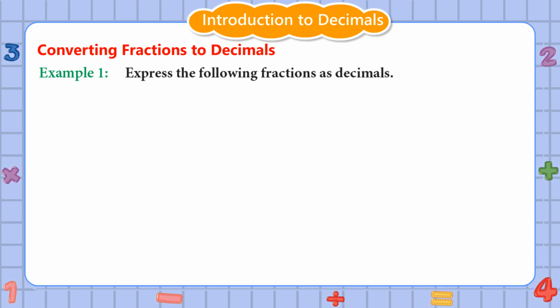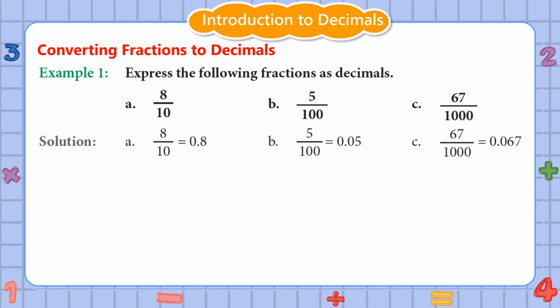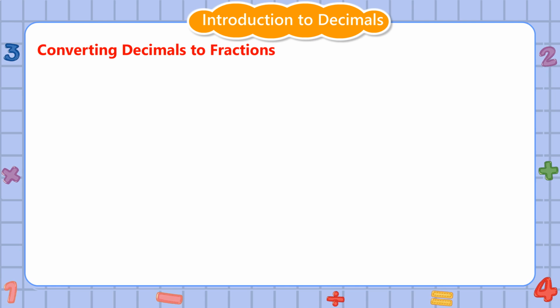Example 1. Express the following fractions as decimals. A. 8 upon 10. B. 5 upon 100. C. 67 upon 1000. Solution. A. 8 upon 10 is equal to 0.8. B. 5 upon 100 is equal to 0.05. C. 67 upon 1000 is equal to 0.067.